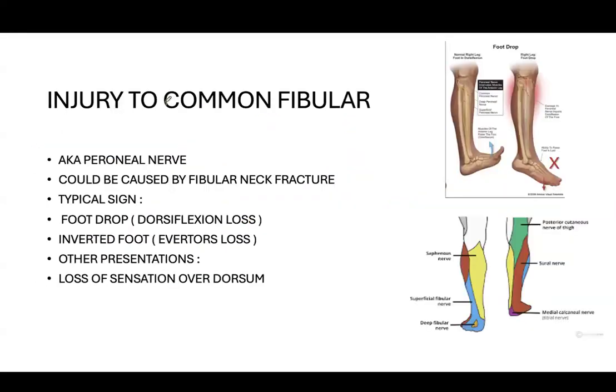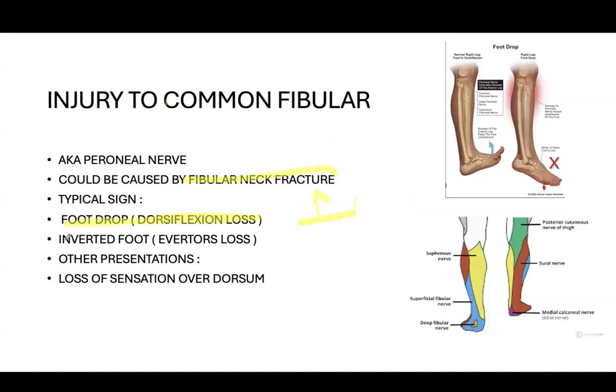Now we have the common fibular nerve, which is also known as the peroneal nerve, but it's more commonly called the common fibular nerve. How could this be damaged? If you have a fibular neck fracture, because it's associated with the fibular neck, just like the tibial nerve is associated with the tibia. A typical sign would be foot drop, because you would lose dorsiflexion. Dorsiflexion, as I said earlier, is moving your foot upwards, and this is because dorsiflexion is caused by the common fibular.